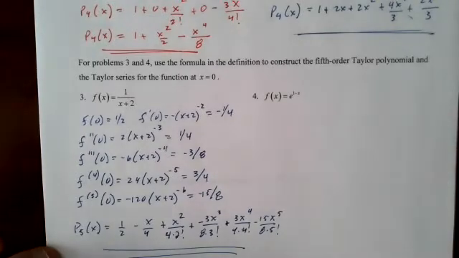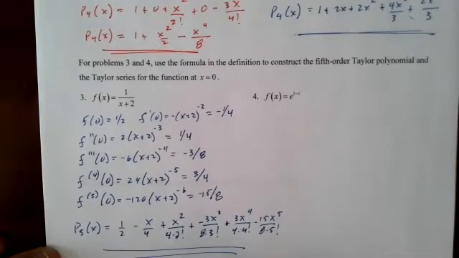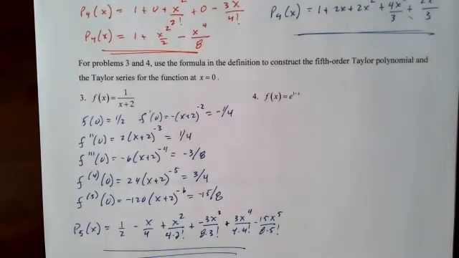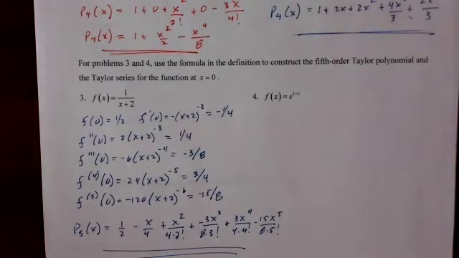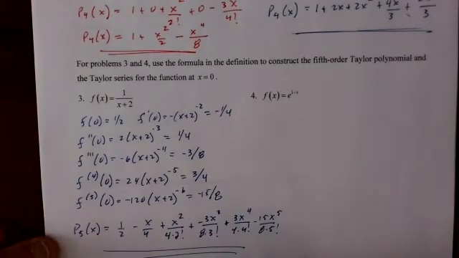And you would get 1/2 minus x over 2 squared plus x squared over 2 to the third minus x to the third over 2 to the fourth plus x to the fifth over 2 to the fifth. Yeah, cool, huh? Oops, a mouthful, I missed one. X to the fourth minus x to the fifth, 2 to the sixth.